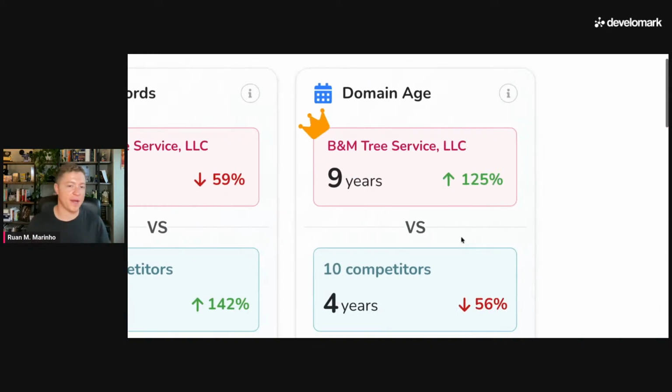And then the final metric it'll compare against is the domain age. This is something that you simply cannot manipulate.